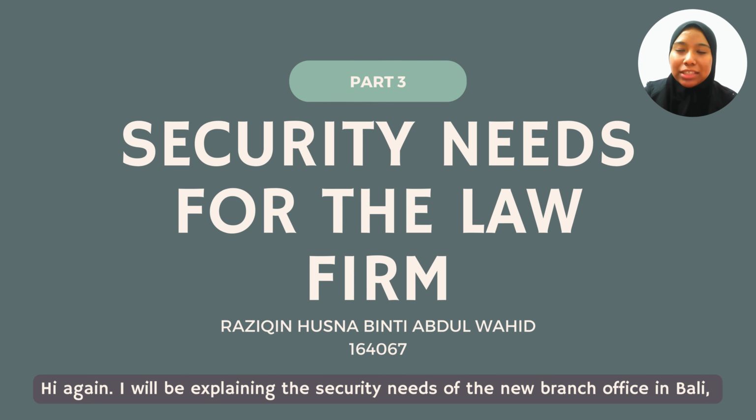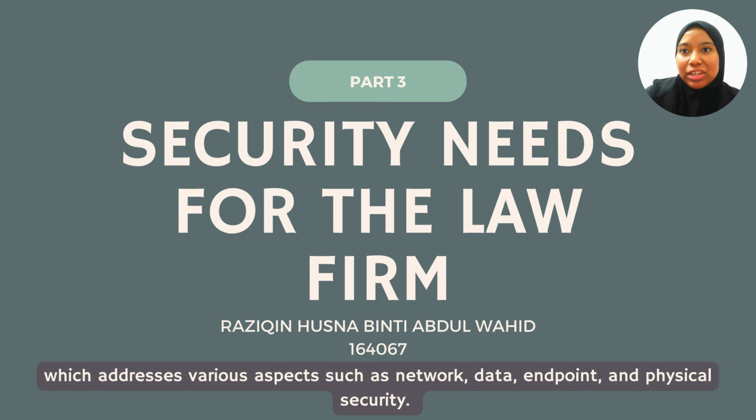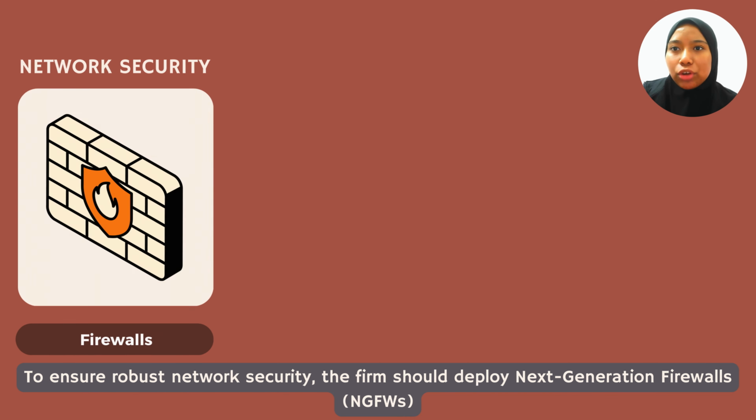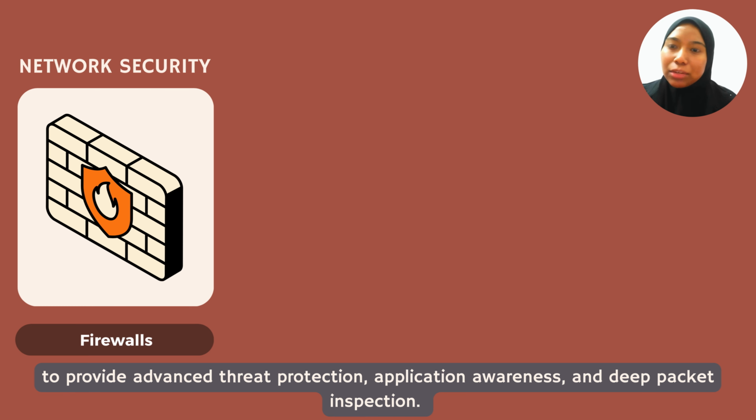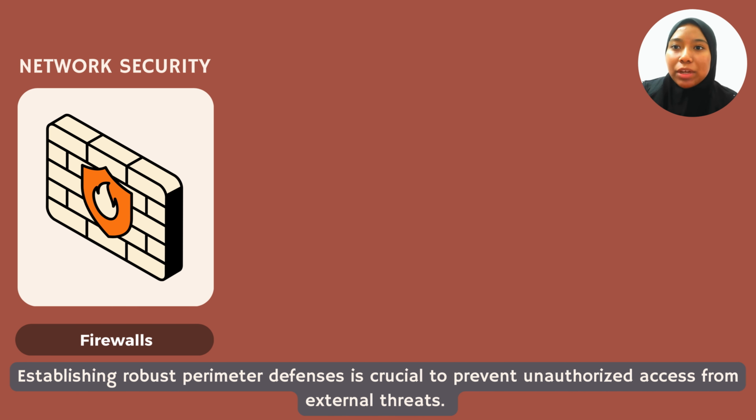Hi again, I will be explaining the security needs of the new branch office in Bali, which addresses various aspects such as network, data, endpoint, and physical security. To ensure robust network security, the firm should deploy next-generation firewalls (NGFWs) to provide advanced threat protection, application awareness, and deep packet inspection. Establishing robust perimeter defenses is crucial to prevent unauthorized access from external threats.